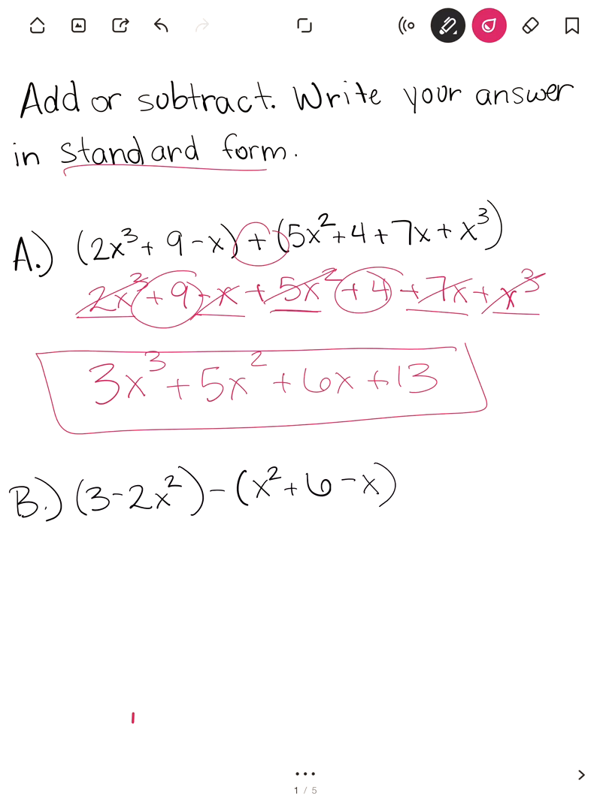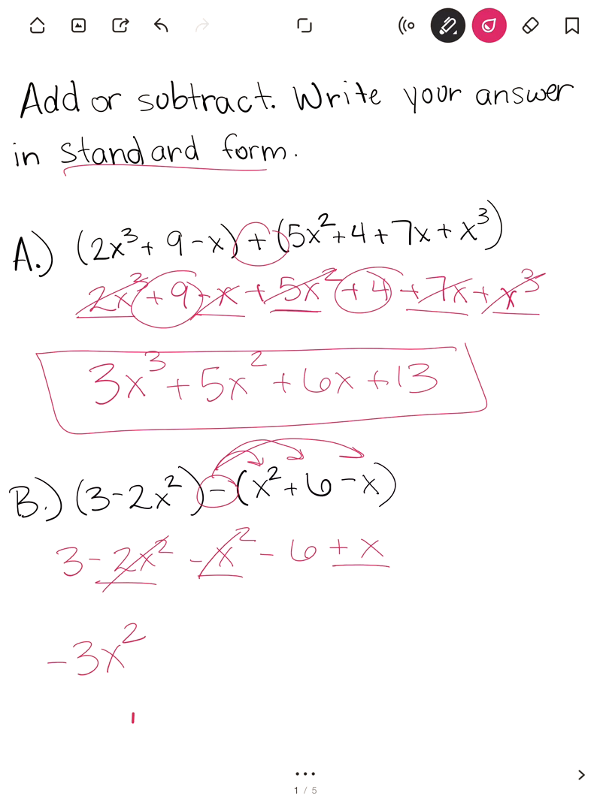Looking at example B, I notice now I'm subtracting because there's a minus sign. It's very similar to adding, we just add one extra step. My first set of parentheses stays the same, so I have 3 minus 2x squared. But my second set of parentheses, I need to distribute this negative sign or change all the signs after it. So I get a negative x squared minus 6 plus x. Because I was already negative, I changed it back to positive. And I combine like terms like I did up in example A. My highest degree is 2, so I'm going to combine my x squareds. A negative 2x squared minus x squared is a negative 3x squared.